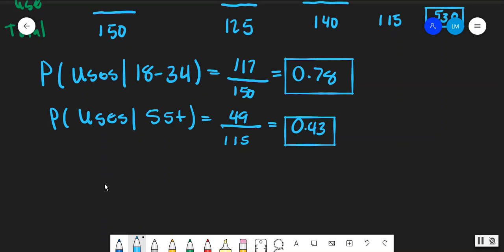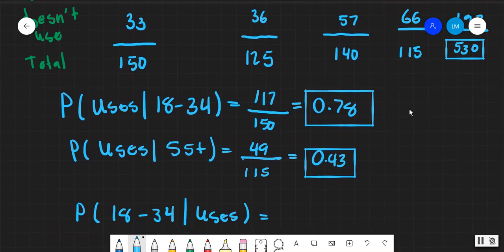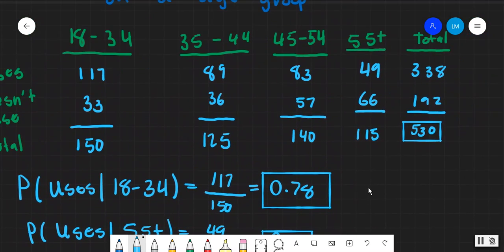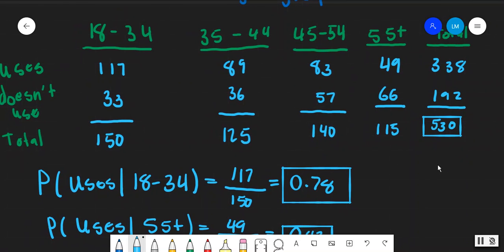So, for example, if you happen to switch the probabilities, like if you're saying what is the probability that a randomly selected individual is 18 to 34 given that they use social media. This is a little different now, because now you're finding, out of those that use social media, that's the 338, and then you're looking at the 18 to 34 age group, that's 117.